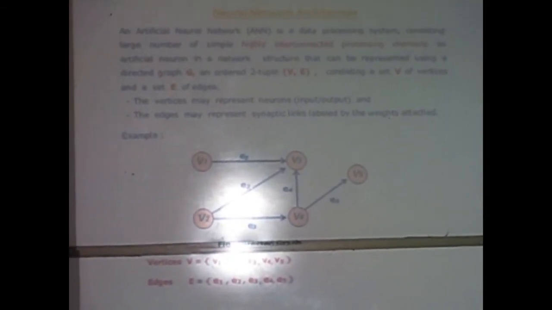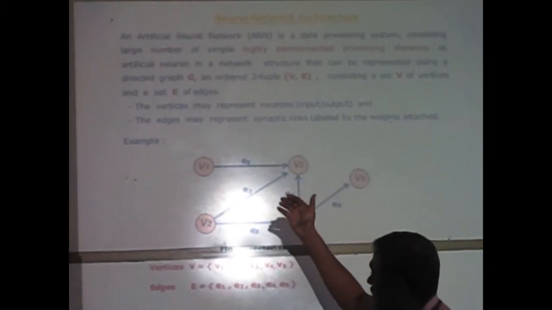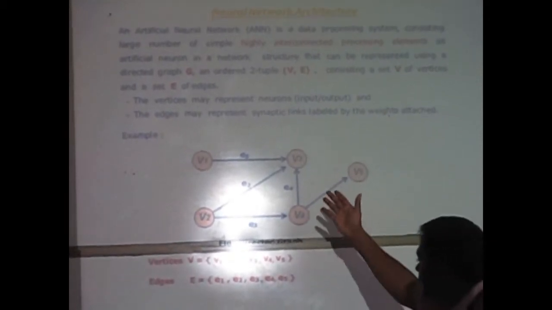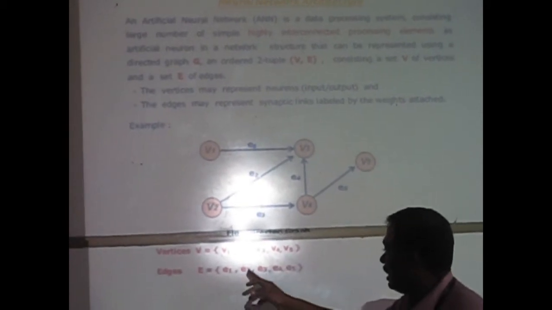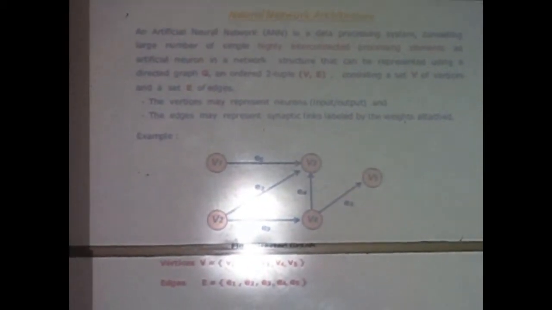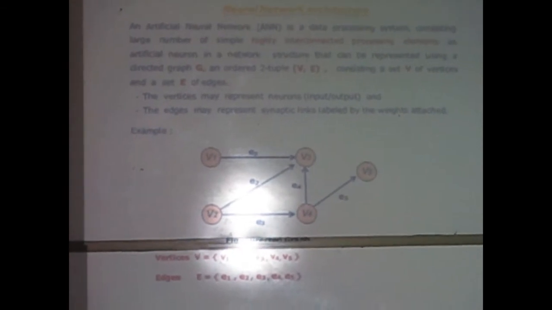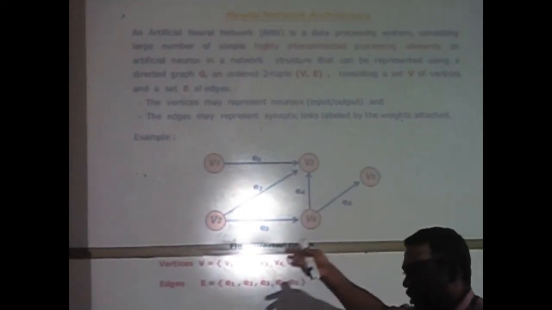Behind the neurons, in parallel, there are synaptic connections, that means E1, E2, E3, E4, E5, all the synaptic connections. The vertices are called neurons, which are the functioning units. And the edges E1, E2, E3 are called synaptic weights. What I am saying is that a neuron is a data processing system consisting of a large number of simple, highly interconnected processing elements, as an artificial neural network structure that can be indicated using a graph G. That is the neural network architecture.